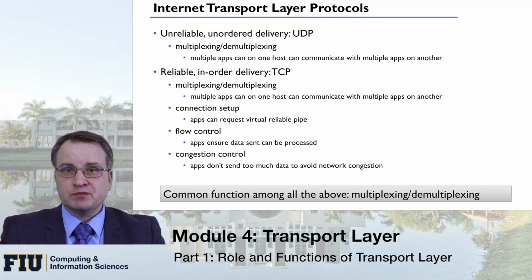UDP just provides the multiplexing and demultiplexing capability that I will talk about more extensively later. And the TCP protocol provides additional mechanisms like connection setup, flow control, and congestion control. Flow control effectively ensures that the data is delivered reliably, and the congestion control ensures that you don't send too much data and overwhelm the network, because it can cause very, very negative consequences.